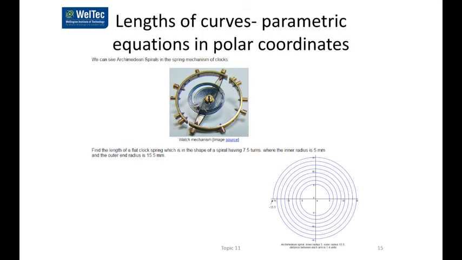Another example is finding the length of a spring that's in the shape of a spiral. It's got 7.5 turns, where the inner radius is 5 millimeters and the outer radius is 15.5 millimeters. You wouldn't be expected to do this, but once you've got the formula, it's not hard. Once you've got the formula that r is equal to 5 plus 0.22282 theta, and then the derivative of that, that's quite easy to find.